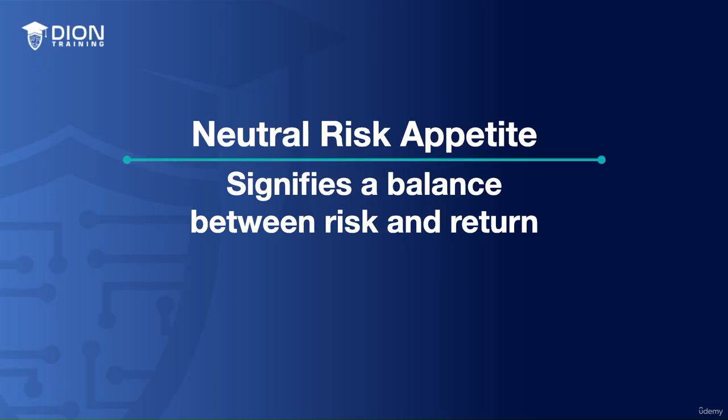Lastly, a neutral risk appetite signifies a balance between risk and return. Organizations with a neutral risk appetite aim to strike a balance between taking calculated risk and ensuring steady growth. By identifying the tolerance level and risk appetite up front, organizations can effectively categorize and prioritize risk. This helps them to align their risk management efforts with the overall strategic objectives and ensures that the resources are utilized effectively.